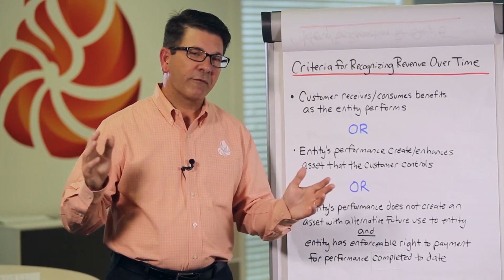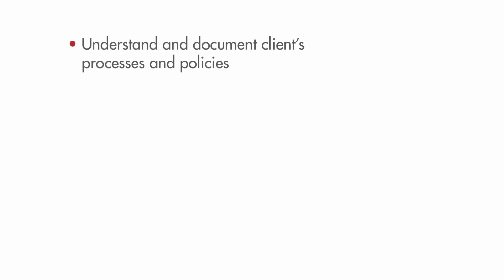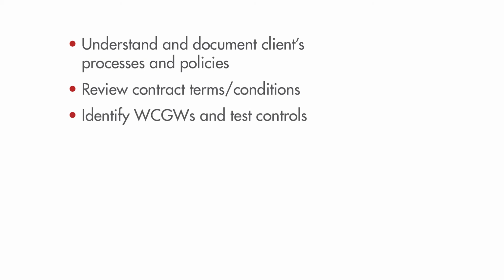Now, what if you're required to audit step 5? You need to understand and document the client's revenue recognition process and policies for recognizing revenue at either a point in time or over time. You need to review the contract terms and conditions and verify that management has recognized revenue appropriately. You need to identify the what could go wrongs and test the controls associated with determining whether revenue should be recognized over time or at a point in time.